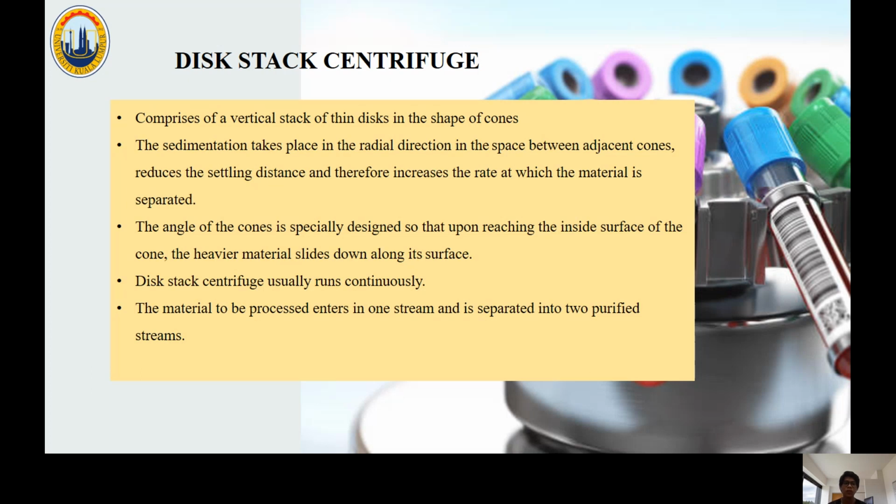The angle of the cones is specially designed so that upon reaching the inside surface of the cone, the heavier material slides down along its surface. This centrifuge usually runs continuously. Process enters in one stream and is separated into two purifying streams.